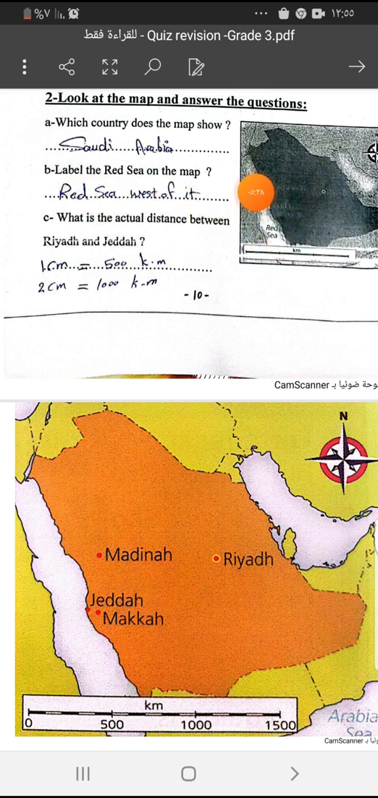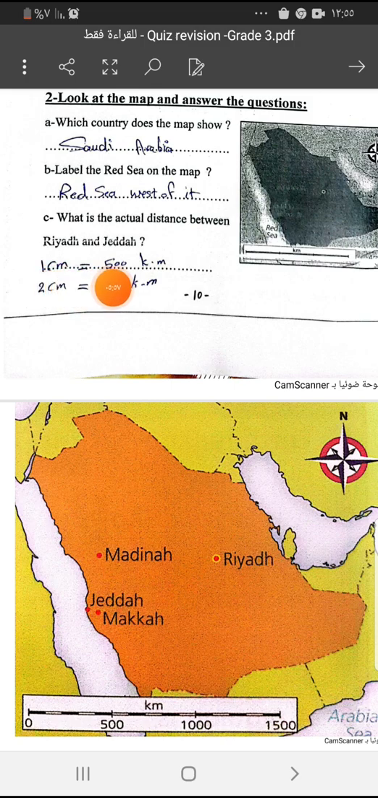You should find the Red Sea and make a circle around it. Or even if this picture is not labeled, you should find the Red Sea and write "the Red Sea" on the place of the Red Sea. And here, I want you to calculate the distance between Riyadh and Jeddah using the scale. I helped you to do it in just 2 steps.